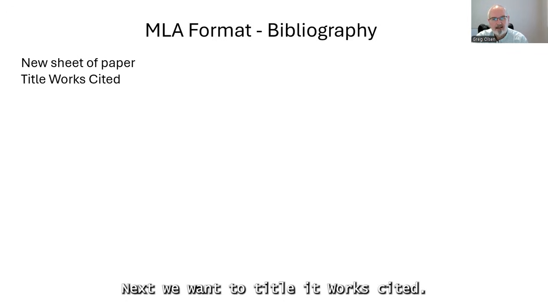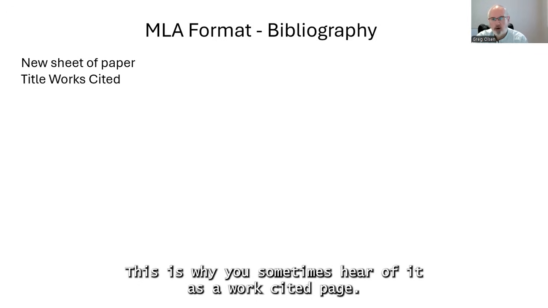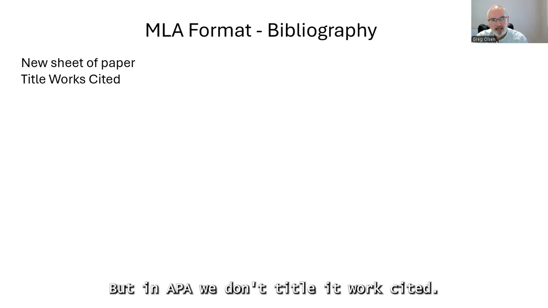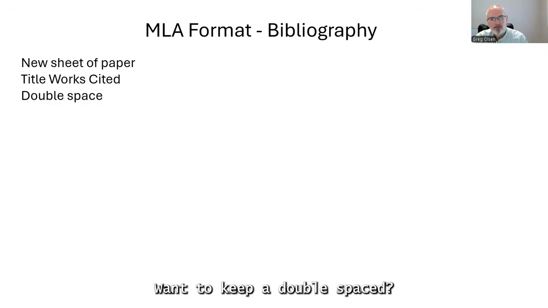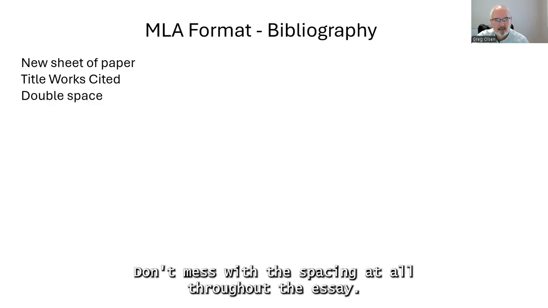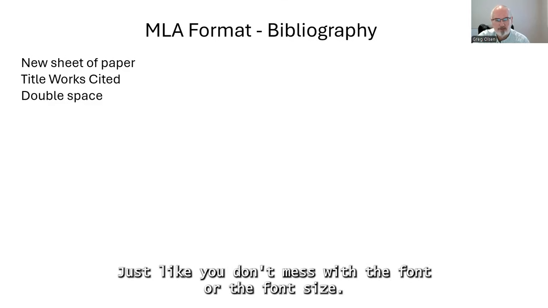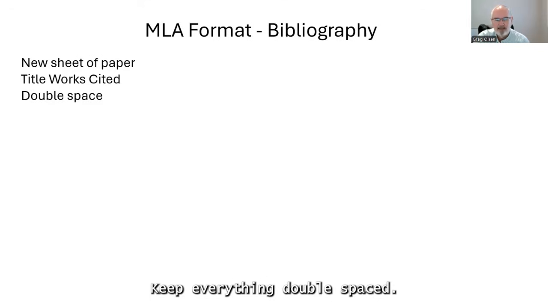Next, we want to title it Works Cited. This is why you sometimes hear of it as a Works Cited page, but in APA, we don't title it Works Cited. So think of this as a bibliography that has the title Works Cited. Want to keep it double spaced. Don't mess with the spacing at all throughout the essay, just like you don't mess with the font or the font size. Keep everything double spaced.